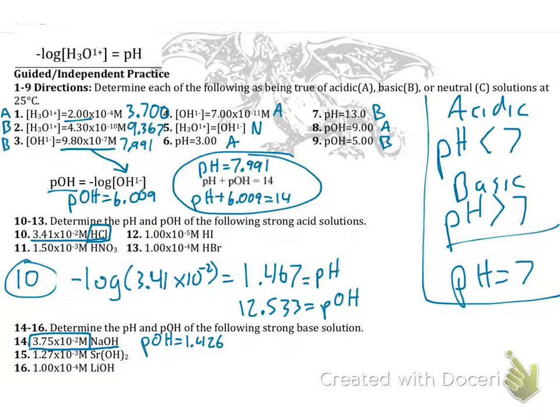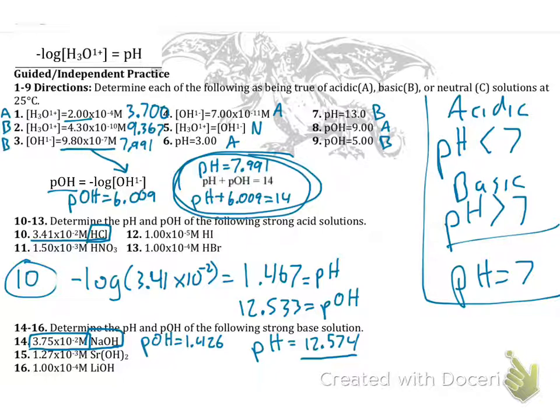Now to get the pH, all we need to do is, again, use this equation up here to give us the pH. Now, notice how we're dealing with a base here. What is the pH of this solution? The pH of this solution is 12.574, which is greater than 7, which is a basic solution, which makes total sense.